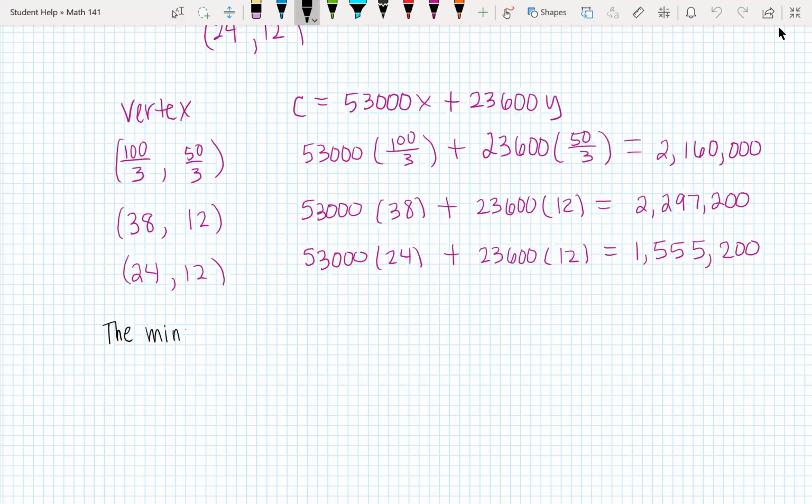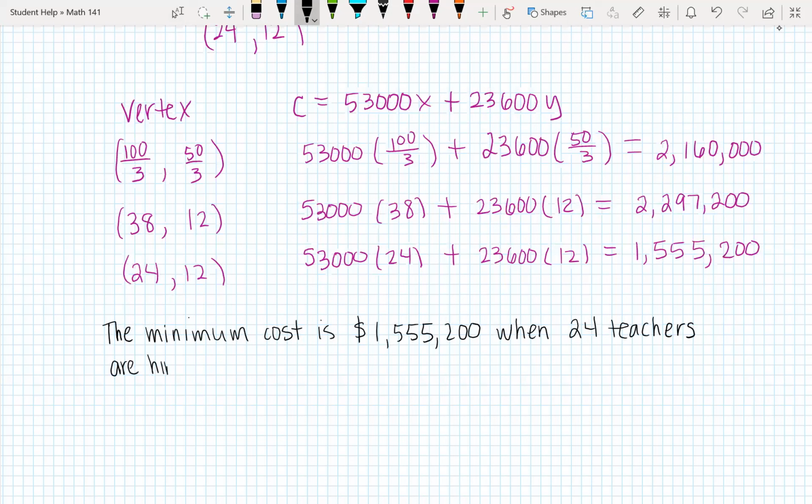Okay, so the minimum cost is $1,555,200, and it's when 24 teachers are hired and 12 teachers' aides are hired.